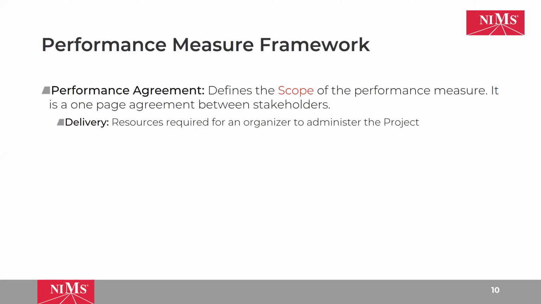Okay, delivery. So delivery are resources required for an organization to administer the project. So any resource that's required for it to be managed or administered, those are labeled as delivery. Anything labeled as a project are resources provided to the trainee to satisfy the project. Now we'll get into this a little deeper as we go into the CAM credential. But if it's something that the trainee needs to perform the duties, that's labeled as project.